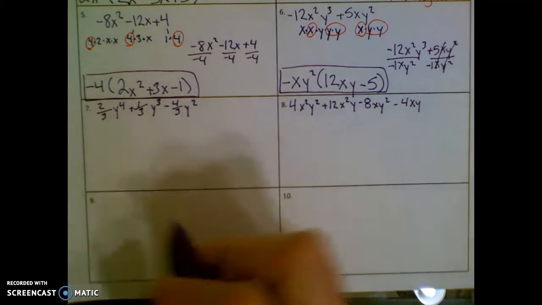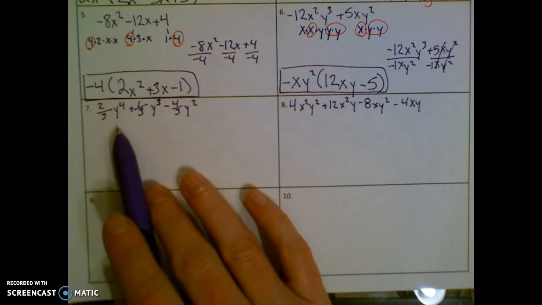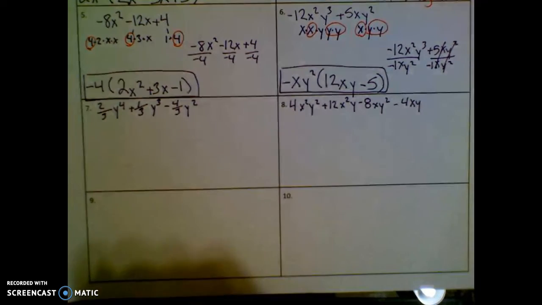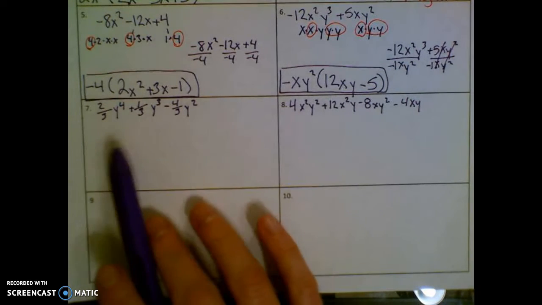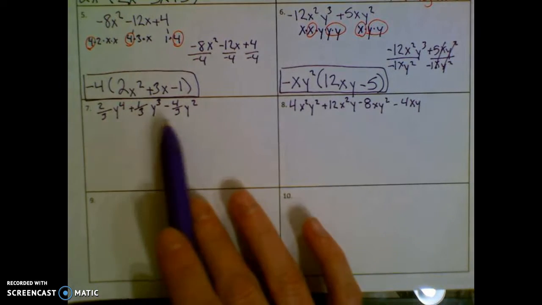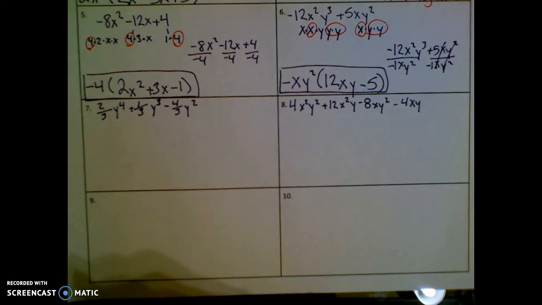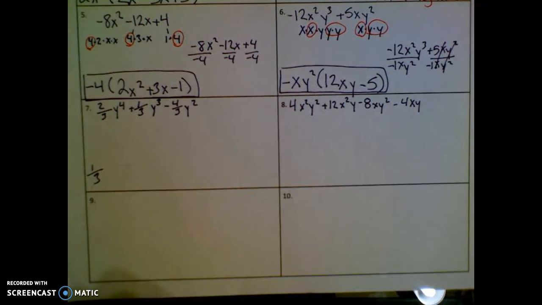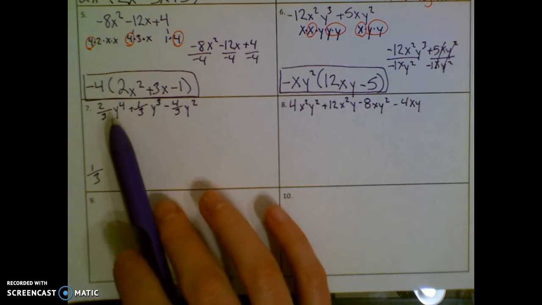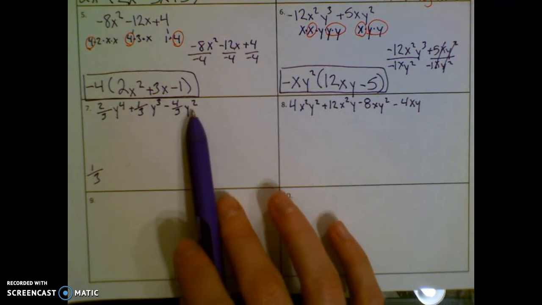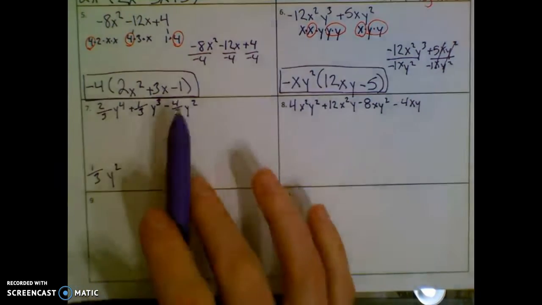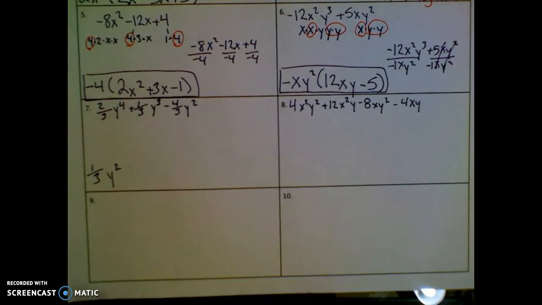Alright, so for our next one, we have 2/3 y to the fourth plus 1/3 y cubed minus 4/3 y squared. This one's a little easier just to look at and think about. What do 2/3, 1/3, and 4/3 all have in common? Well, they all share that 1/3. And then looking at the y's, we have 4 y's, 3 y's, and 2 y's, so they all share y squared, because that one's got 2 and they've all got at least 2.